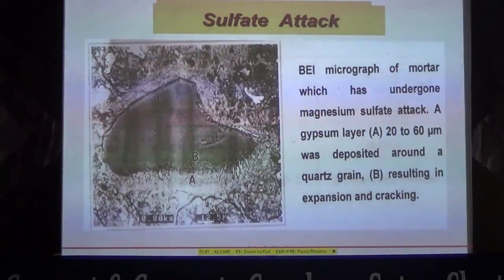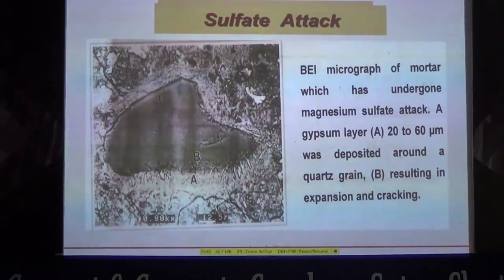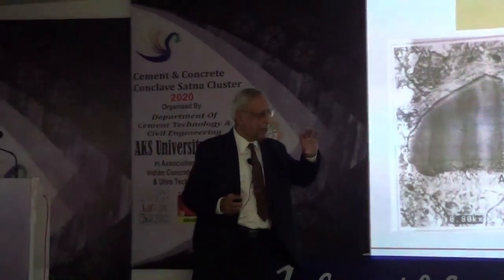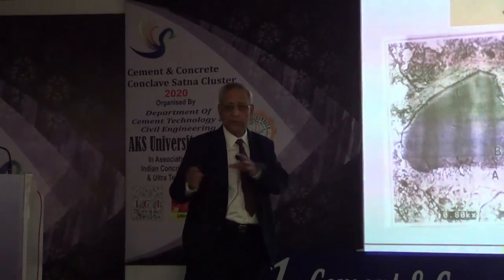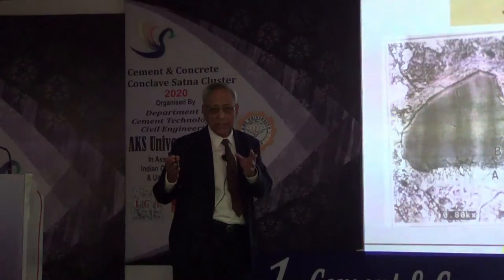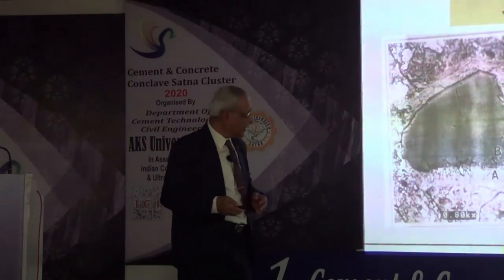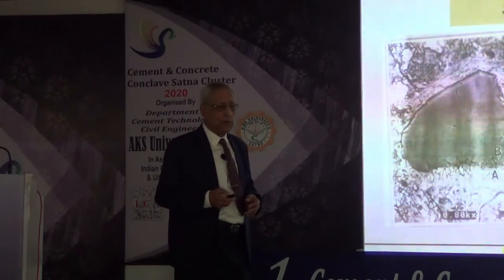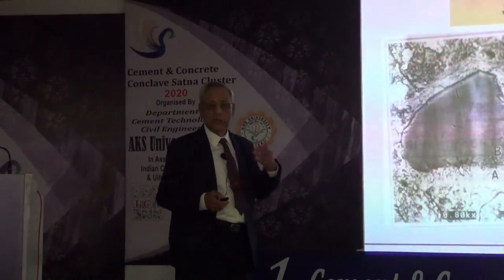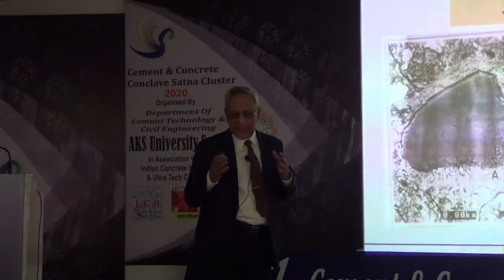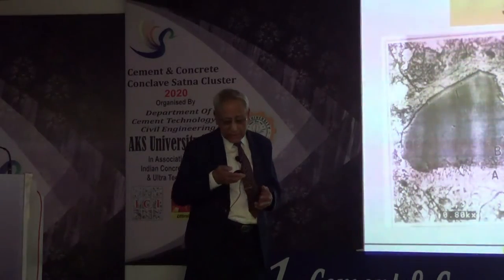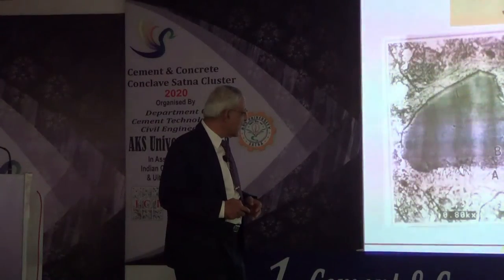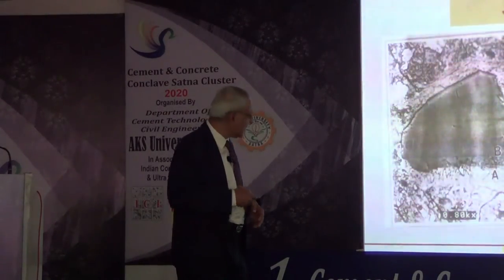Similarly, in the sulfate attack, what happens? There are three major things that happen. One is the sulfate which forms gypsum. That's the simple thing we all in this room understand. But there could be other formations, what we call delayed ettringite formation. This is a much more complex chemistry. I will not take your time today with the detailed chemistry.